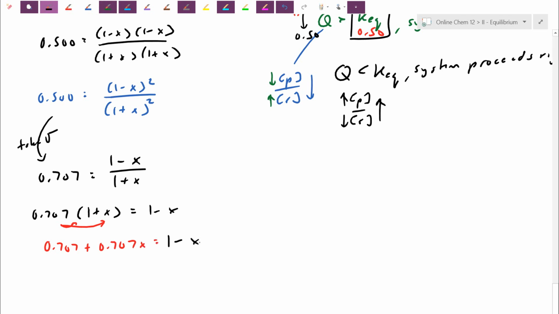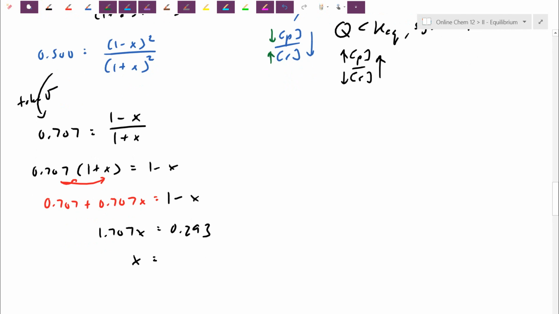I'm going to collect my like terms, so move all the x terms to one side here. I'm going to move the minus x over by adding x, so 1.707x. I'm going to move the 0.707 over by subtracting it. 1 minus this answer gives you 0.293. And therefore, x is equal to 0.293 divided by 1.707, and this gives you 0.17.